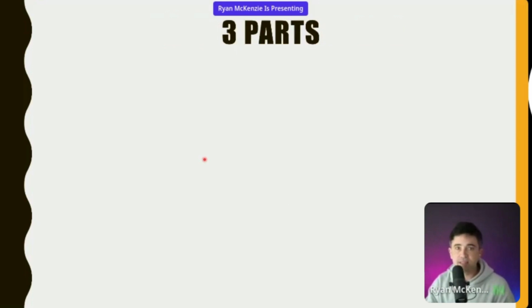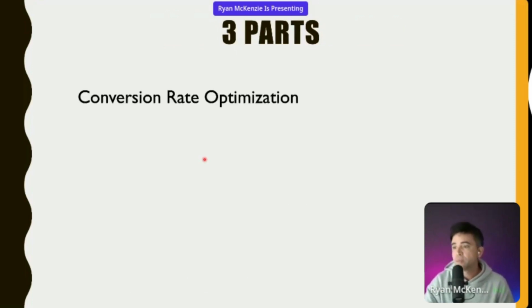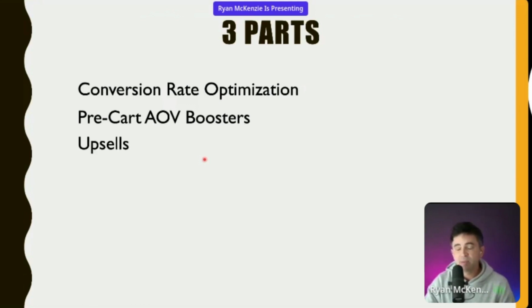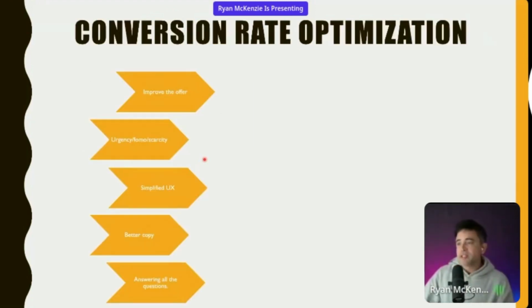So I'm going to break this whole deck up into 3 parts. We're going to talk about conversion rate optimization, things you can do to boost your conversion rate, some actionable things that are like pre-cart average order value boosters, and upsells, which are like cart AOV boosters. I've broken conversion rate optimization up into like 5 parts here. These aren't some technical list. I didn't use ChatGPT to spit these out or anything like that, but some things that I generally look at when I'm trying to increase conversion rate.